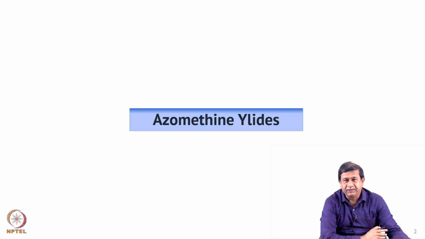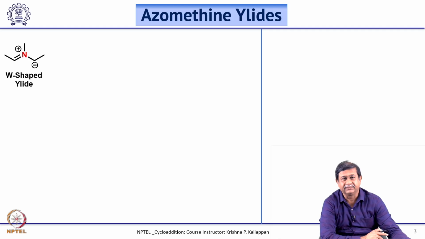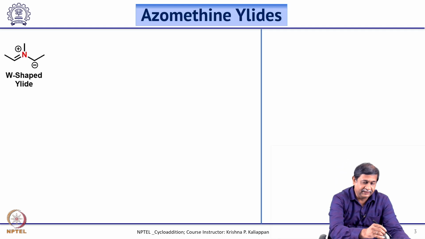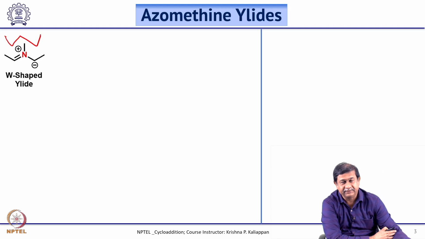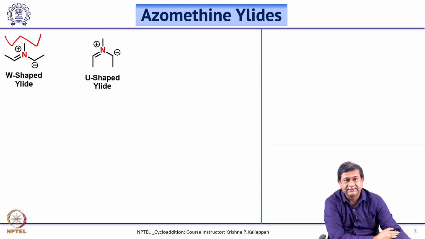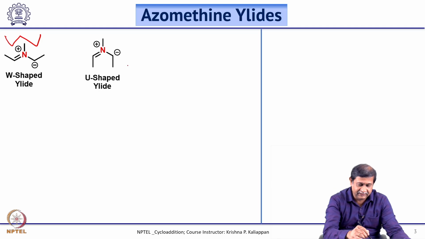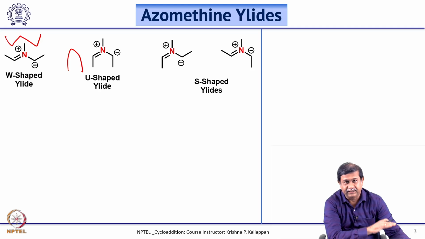And when you talk about azomethine ylide, it can exist in at least 3 different conformations. So one, you can see here, this is called W. You can see it is a W-shaped ylide. Then it can also exist as a U-shaped ylide. You can see that it is in the form of U. Then it can also exist as an S-shaped ylide. So there are basically 3 types of ylides possible based on their conformation.